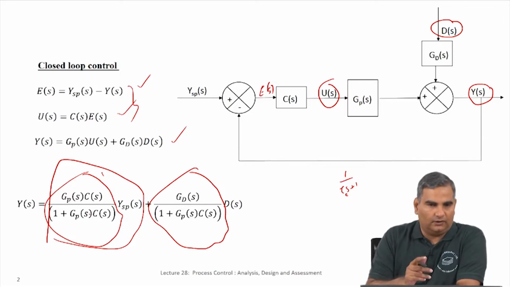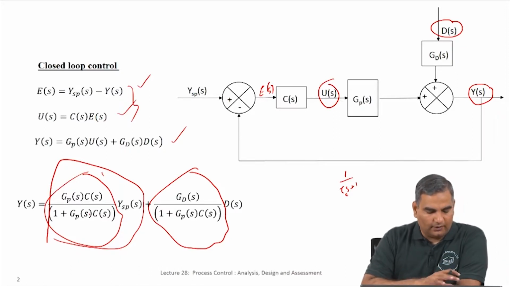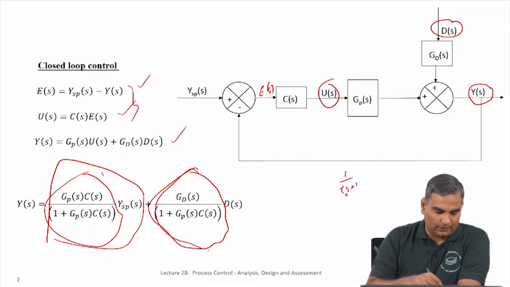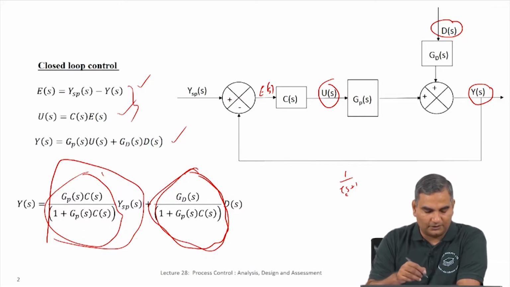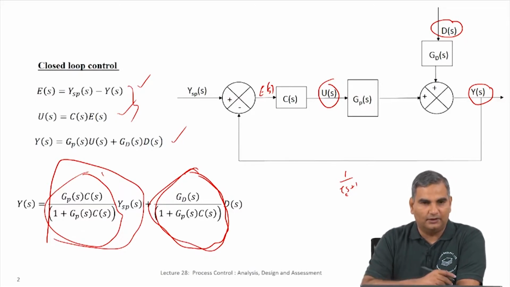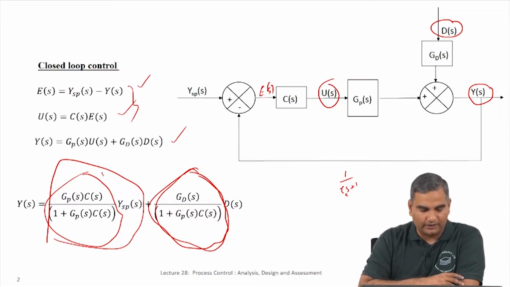Now, we talked about direct synthesis purely from the viewpoint of servo control. All of these ideas are also directly translatable to disturbance rejection. Supposing you want to focus on disturbance rejection and you want to have a particular form for the disturbance function model, you could use that and then say, okay, this is how I want my controller to be designed, and so on.